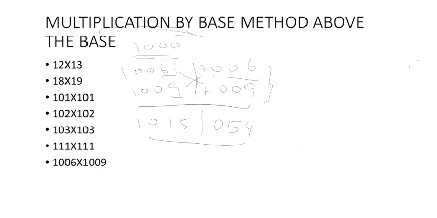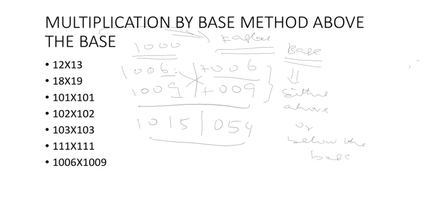For faster multiplication between numbers, we can definitely use the base methods. So here in the last few minutes, we have taken the base method, which involves either the two numbers are above the base value or below the base value. So these are the things that we have dealt with so far. Let me move over to the next slide.